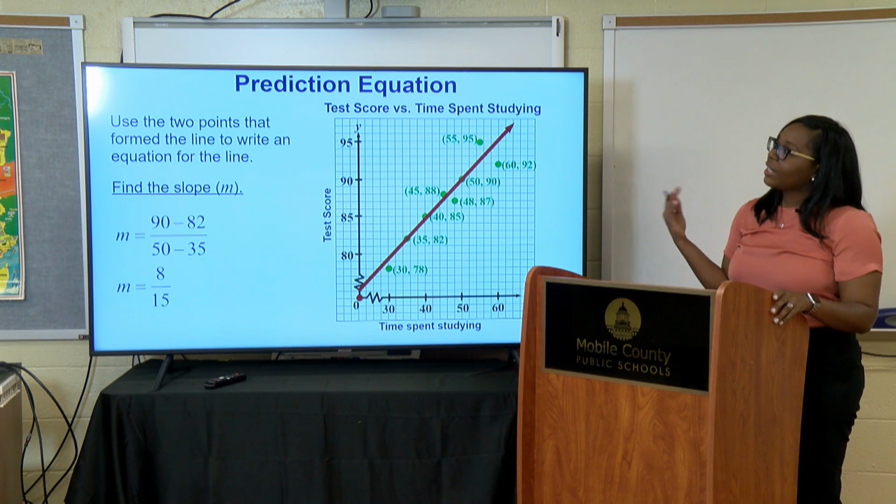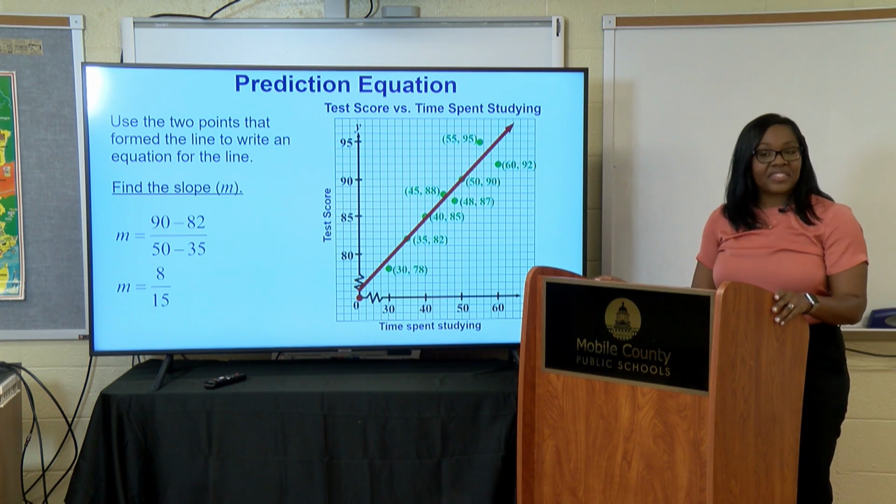Last week, we didn't quite finish scatter plots, so we're going to quickly go over how to write a line of best fit's equation and make predictions, and then we're going to ease our way right into our sequences. So let's begin where we left off last Friday. We were creating a prediction equation from our line of best fit.